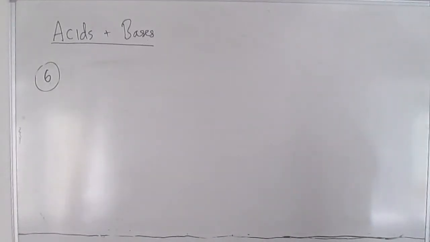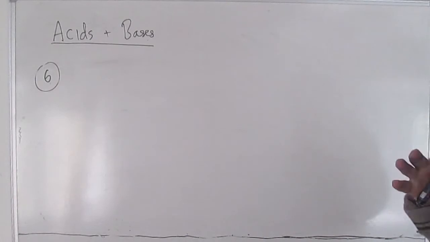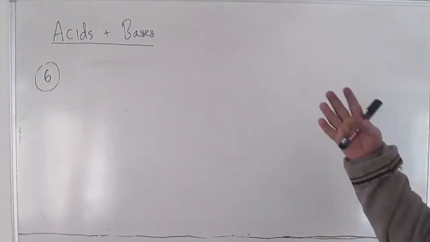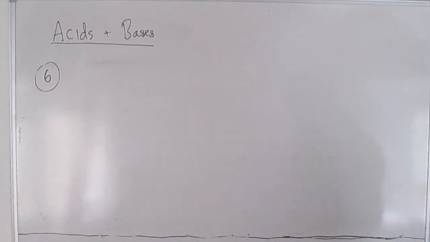Question 6 is where we start to introduce Bronsted-Lowry terminology properly into looking at acid and base reactions. So I think it's helpful if we just quickly review what their ideas are about, and then we'll see how they apply in question 6.